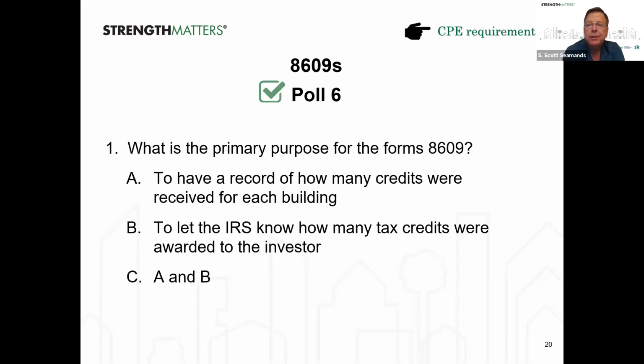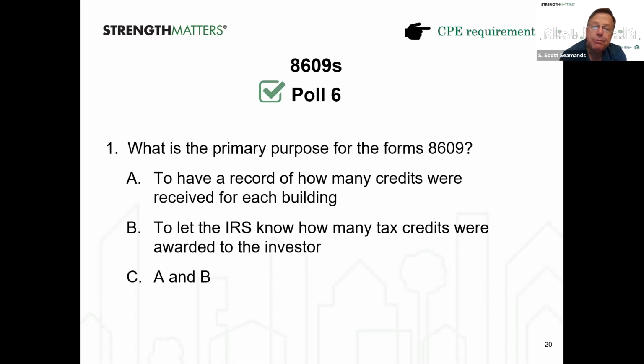So A and B is the correct answer. It really has multiple purposes. So it calculates the credits for each building. It also lets the IRS know because, until you file your first tax return, the IRS doesn't really know anything about your 8609s or how many credits you're getting. It was the state agency that was generating this form or approving the form. You drafted it, they signed off on it, sent it back to you. All of this happens without the IRS's knowledge, really. It's all happening at the state level.